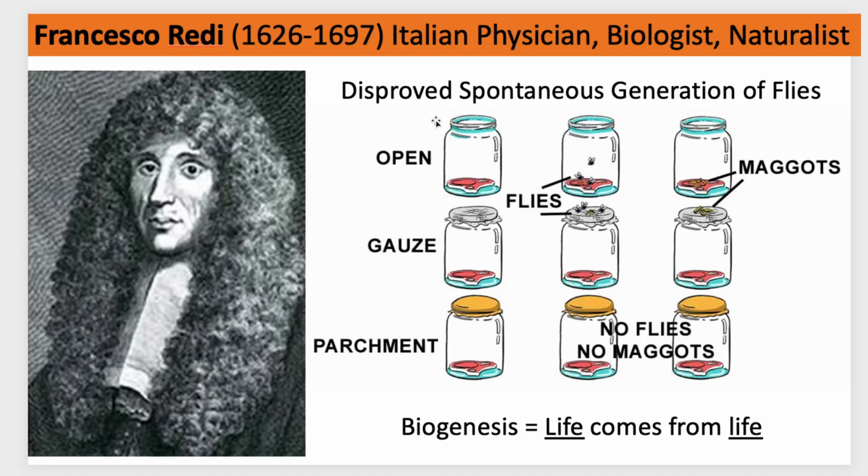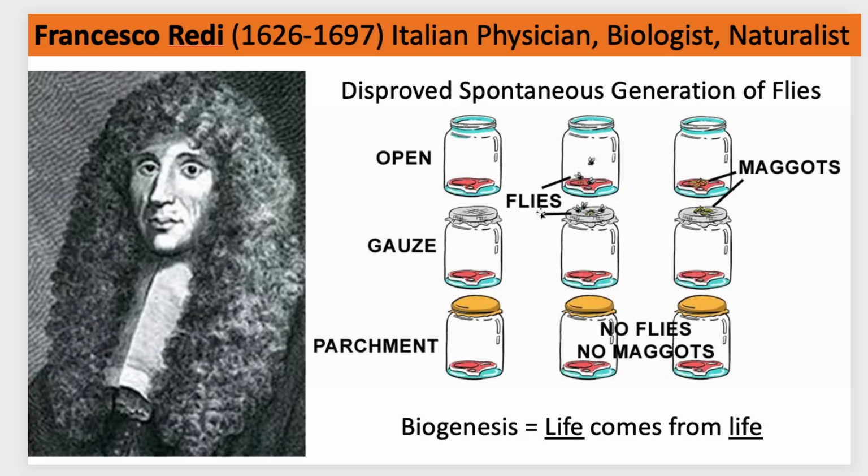So what he did was he took one glass jar and he put a piece of meat in it. It was open to the environment. And eventually flies came in, and eventually maggots were produced, and you get more flies as eggs are laid and what have you. Well, then he got one and he put gauze over the top.